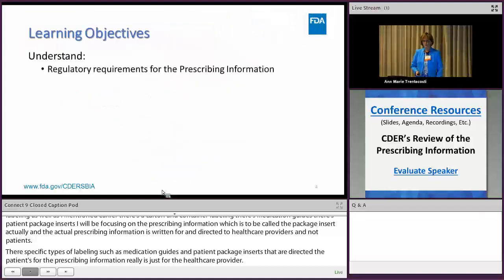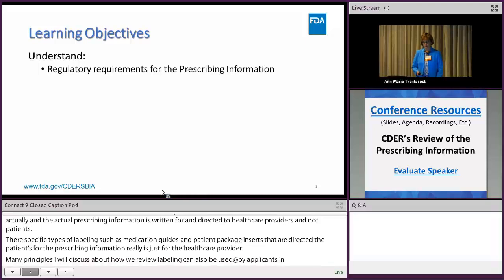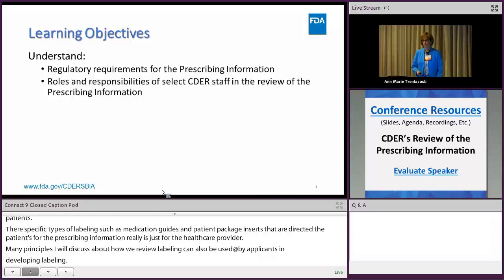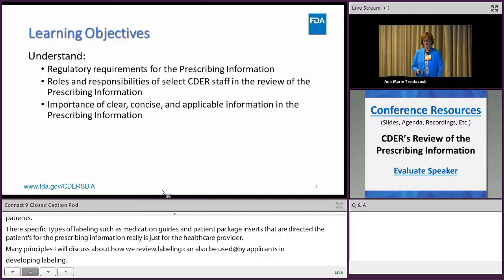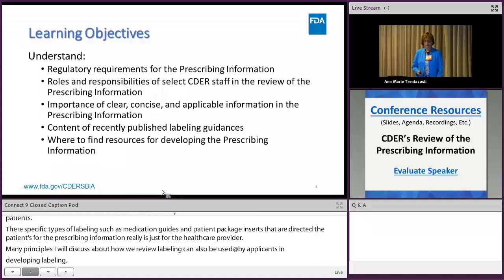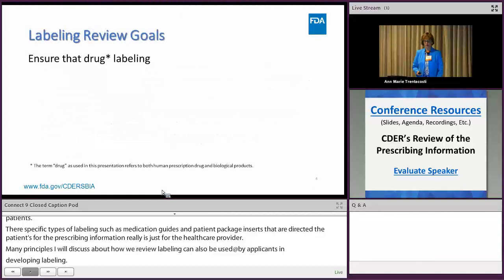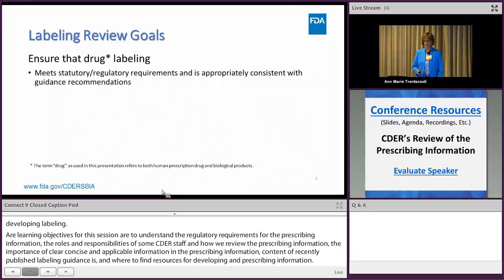So our learning objectives for this session are to understand the regulatory requirements for the prescribing information, the roles and responsibilities of some CDER staff and how we review the prescribing information, the importance of clear, concise, and applicable information in the prescribing information, the content of some recently published labeling guidances, and where to find resources for developing the prescribing information.